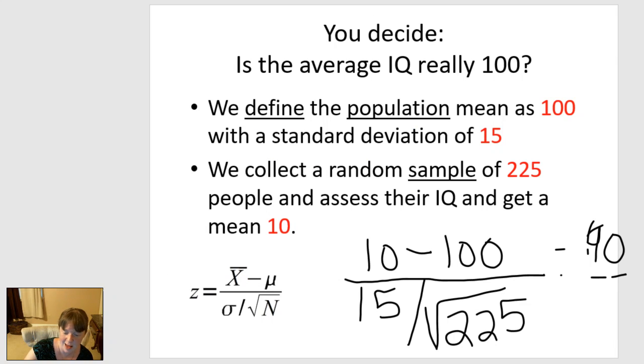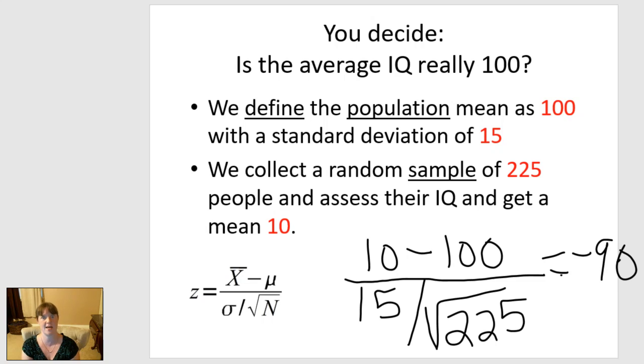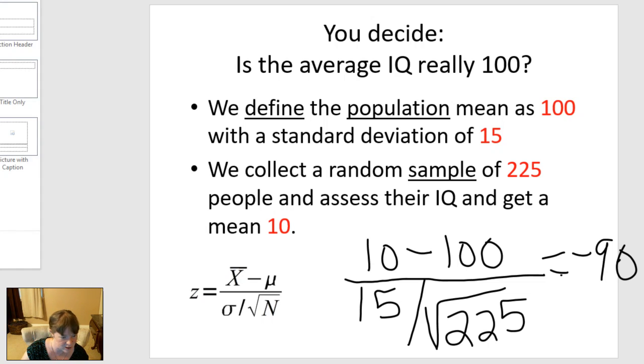When you work out all this math step by step, the Z statistic for this problem is negative 90. Negative 90? That's crazy. So a Z of negative 90? 10 is 90 standard errors away? Yeah, so what would that look like? Oh my goodness. On a theoretical, hypothetical sampling distribution of the mean.